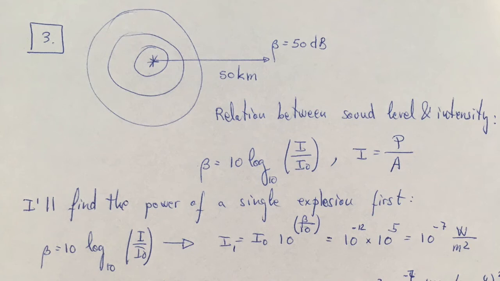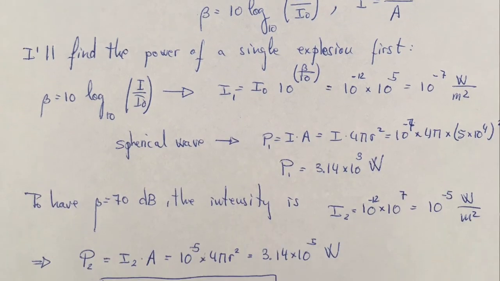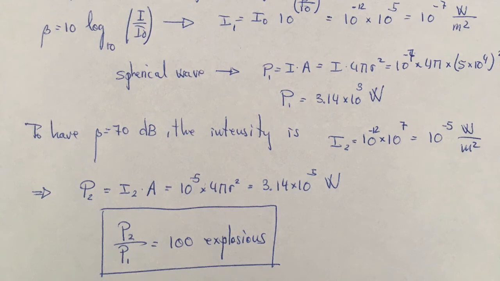So I sub 1 is equal to I naught times 10 to the power of beta over 10. If I substitute, remember that I naught is just that reference intensity of 10 to the power of negative 12 watts per square meter. So I get that the intensity of that single explosion is 10 to the power of negative 7 watts per square meter. That's a spherical wave, therefore the area is 4 pi r squared.